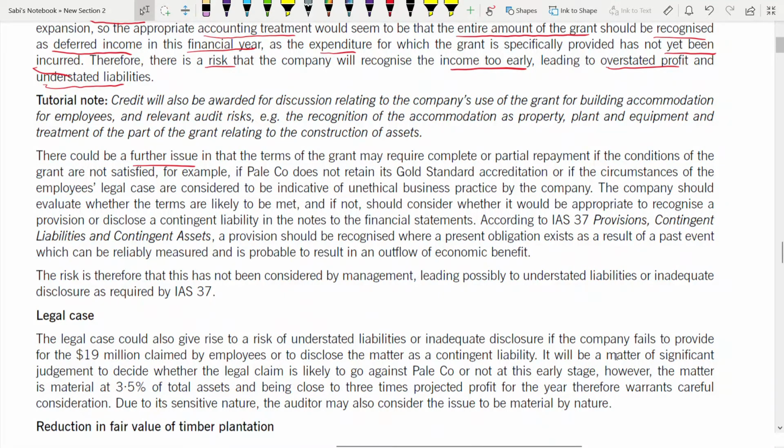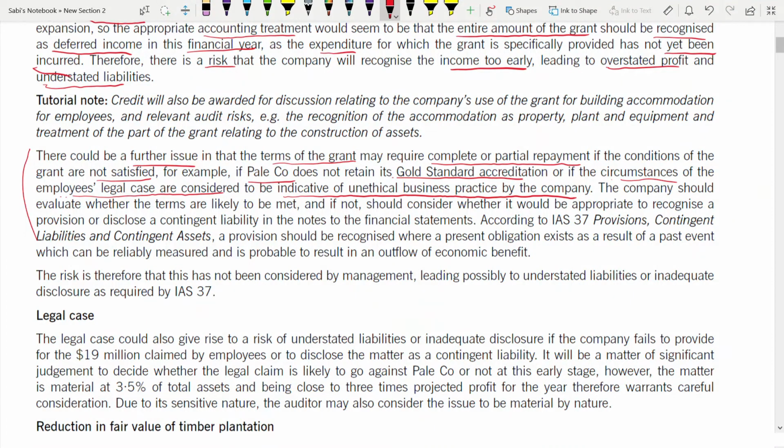Okay, so each issue you are writing a separate paragraph like this. This is a different issue you are talking about relating to the government grant. That the terms of the grant may require complete or partial repayment if the conditions of the grant are not satisfied. For example, if PAIL does not retain its gold standard accreditation, or if the circumstances of the employees' legal case are considered to be indicative of unethical business practice by the company. Right? If it is proven that the business is unethical because of the legal cases from the employees, okay, what happens? They might have to pay partially or completely for the grant. So it's a risk relating to the government grant.